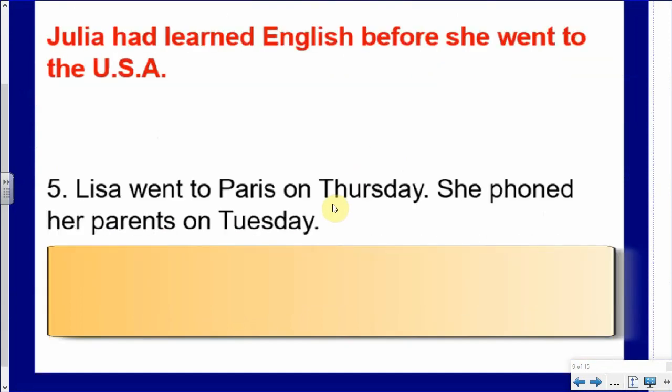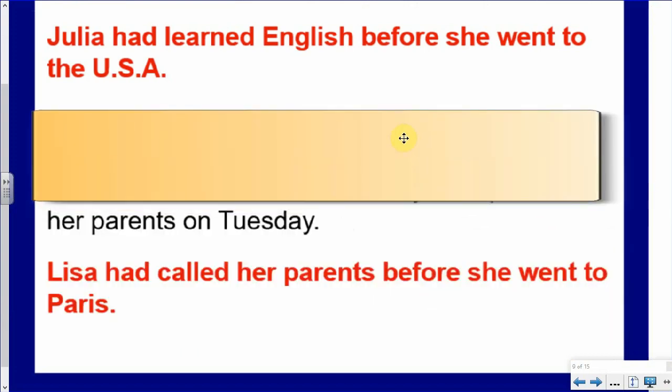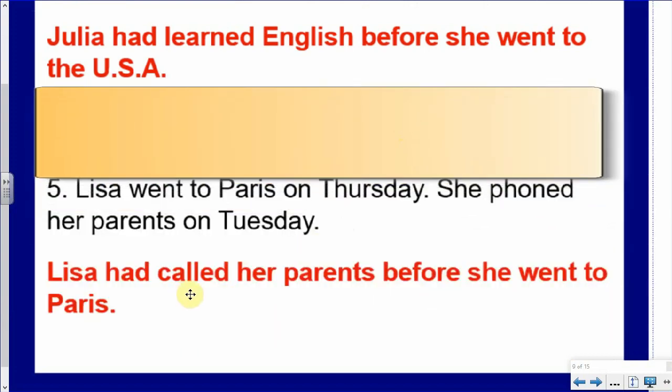Then finally, number 5, Lisa went to Paris on Thursday. She phoned her parents on Tuesday. Which one happened first? She phoned her parents on Tuesday, right? So therefore we can say Lisa had called, meaning phoned, her parents before she went to Paris. So I hope these examples have helped you with a good understanding of the past perfect.